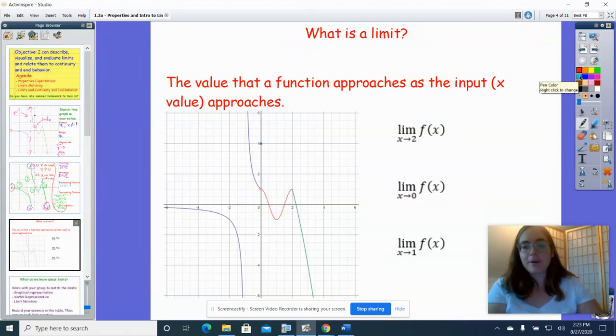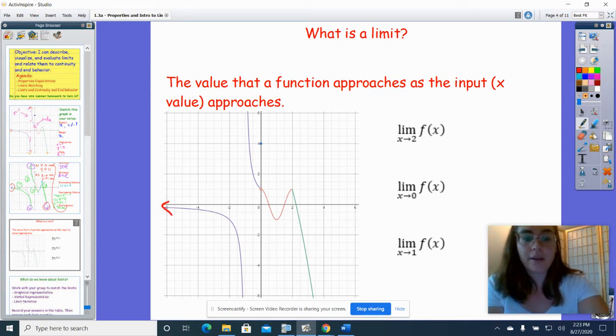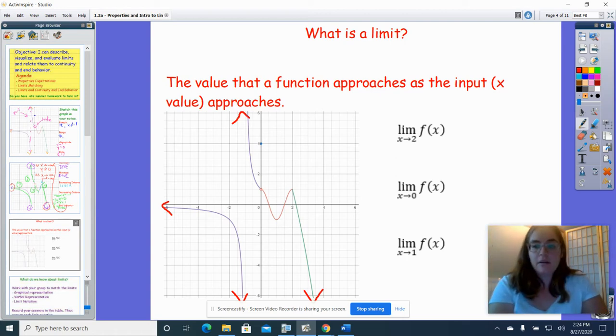All right, welcome to part two. So we are referring to the same graph that I had you copy for part one. And I'll add the arrows again to indicate that the graph keeps going.